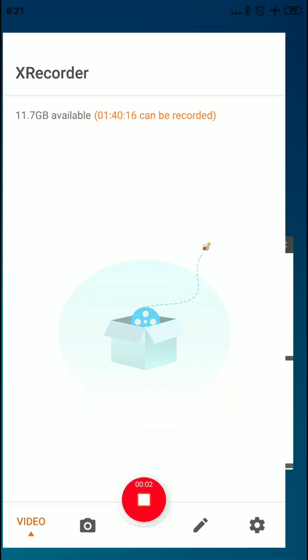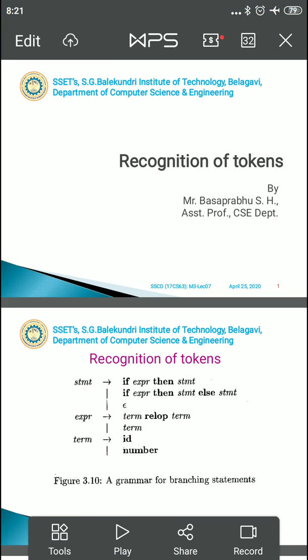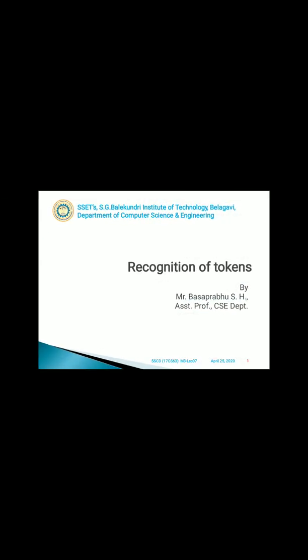Hello everyone. In the previous session, we learned how to express patterns using a regular expression. In this session, I am going to discuss how to recognize these tokens. The lexical analyzer is going to read the input and then it always tries to match certain patterns.